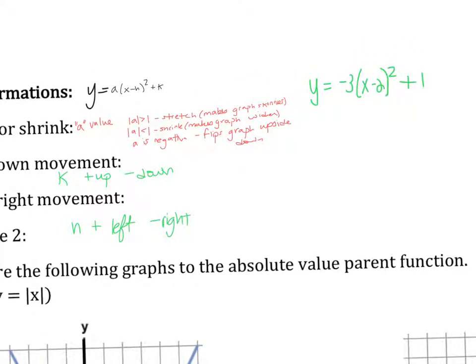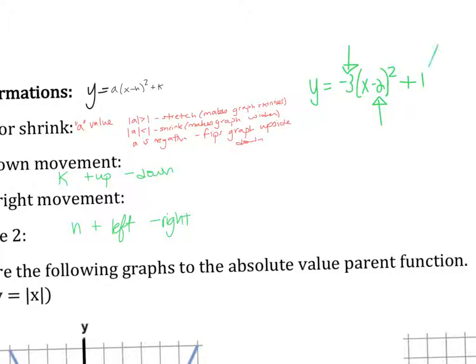plus 1. So this value, this negative 3, is the a value. And that tells us that it is stretched, which means it's going to be skinnier than the parent function, and that it's going to be flipped upside down since it's negative. This negative 2 that is inside the parentheses with x, and that's the key there, it's inside the parentheses, tells us that it's going to be 2 left. And so that number with the x does the opposite of what you would think it would do. If it's negative, it makes it go left, and if it's positive, it makes it go right.